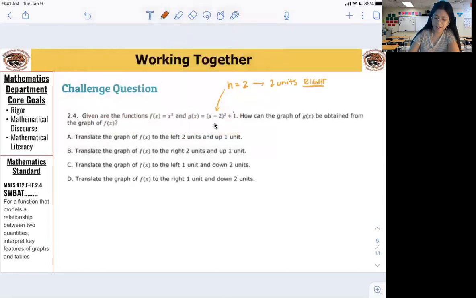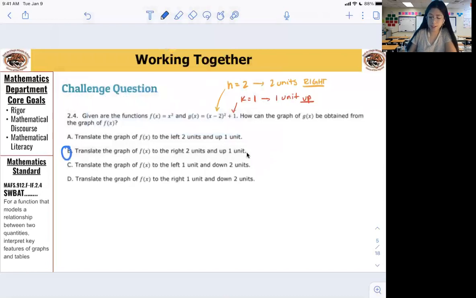K equals +1. So that's 1 unit. Where? Up. Okay, we don't change the value of K. K, what you see is what you get. +1, we go up. So it's answer choice B. Okay, 2 units to the right, 1 unit up.